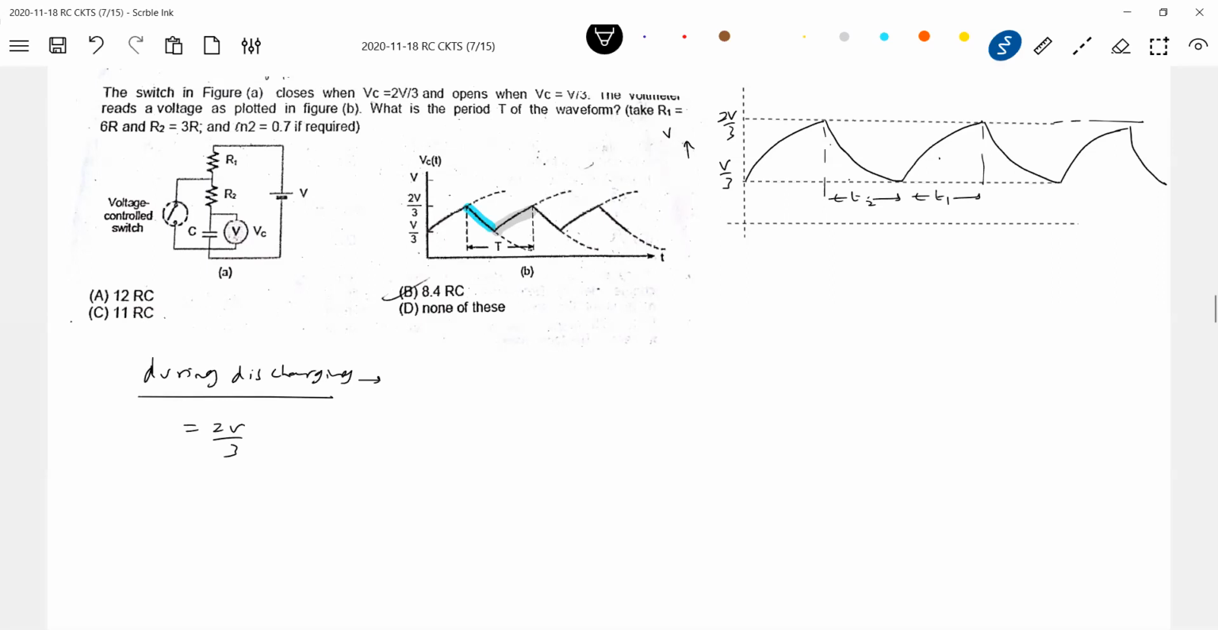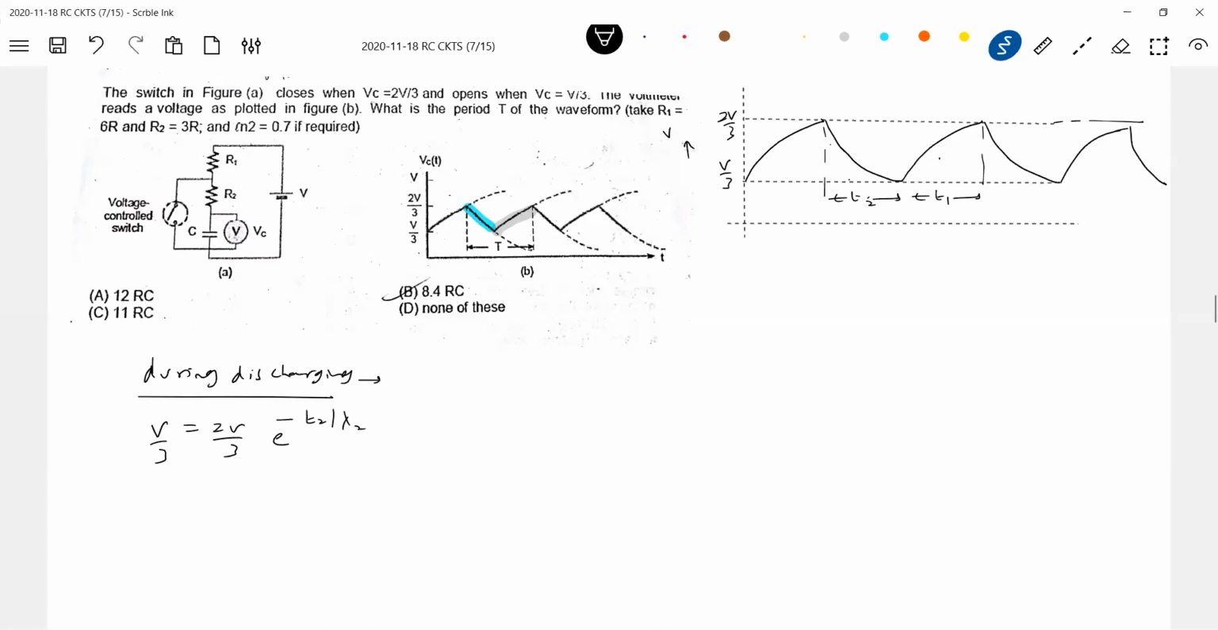So what is the voltage? V equals V naught e to the power of minus t by lambda. V naught is the voltage at steady state, or the voltage from where it starts discharging. This is a discharging phenomenon. So what is the initial voltage when it starts discharging? 2V/3 e to the power of minus T2 by the time constant during discharging. So what is T2? The time taken for the voltage to go from 2V/3 to V/3. What is lambda 2? We have to determine.